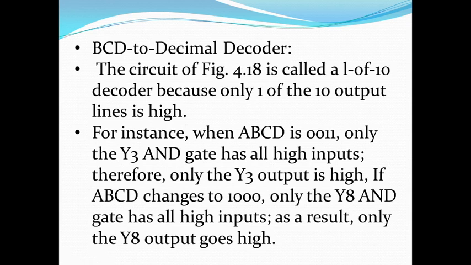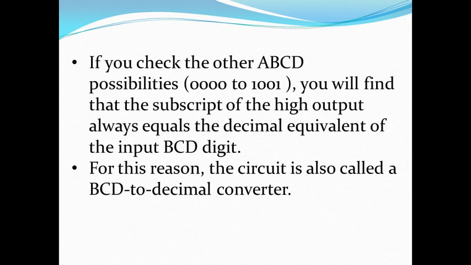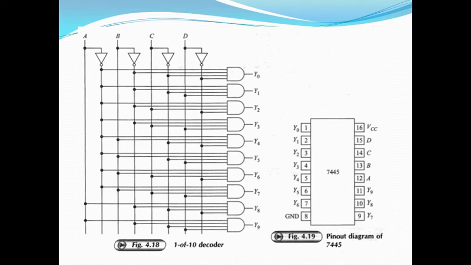This is the circuit. For instance, when ABCD is supposed to be 0, 0, 1, 1, only the Y3 AND gate has all high inputs. You see that here.